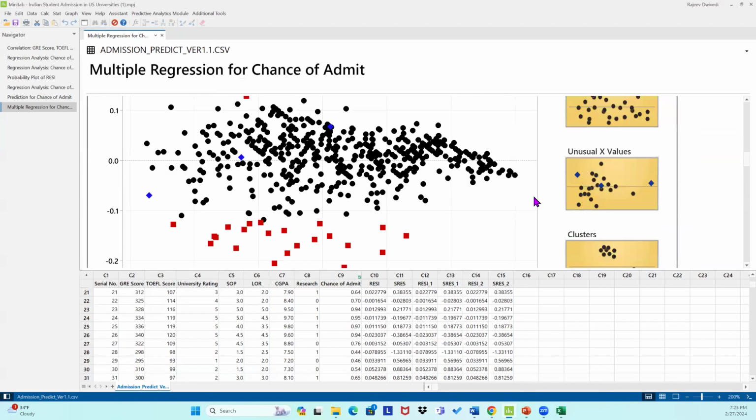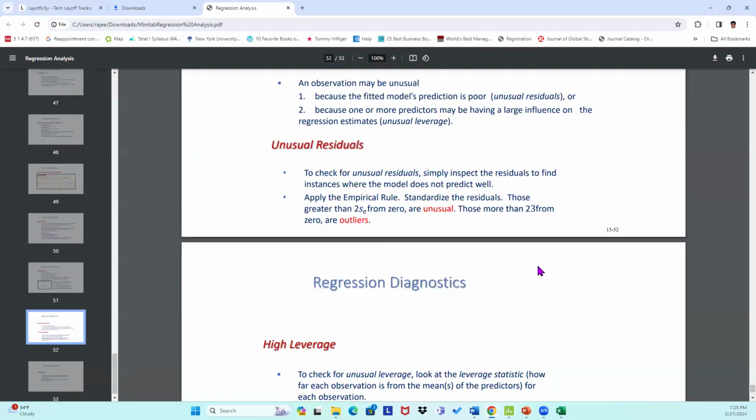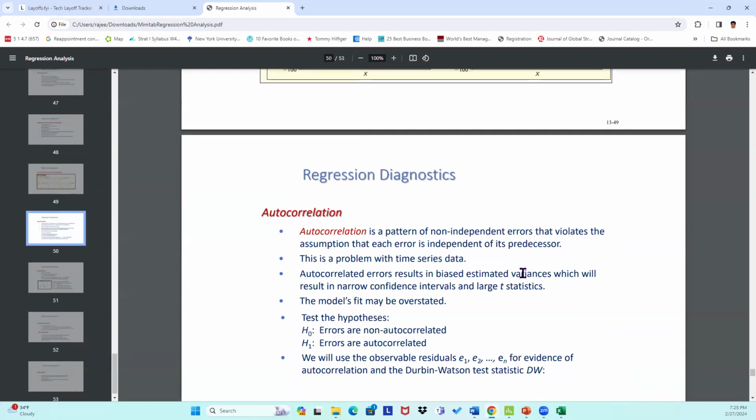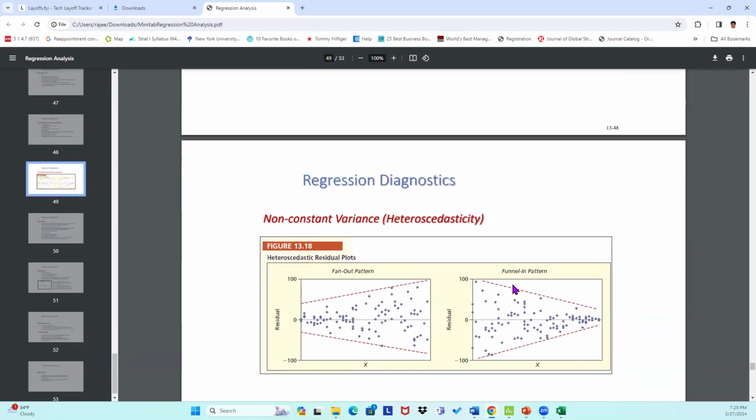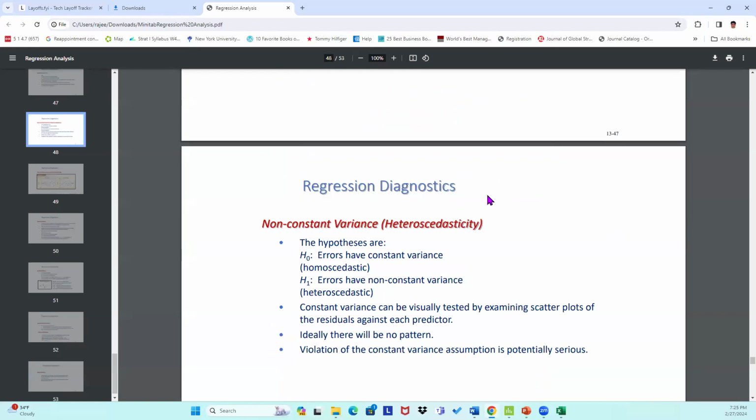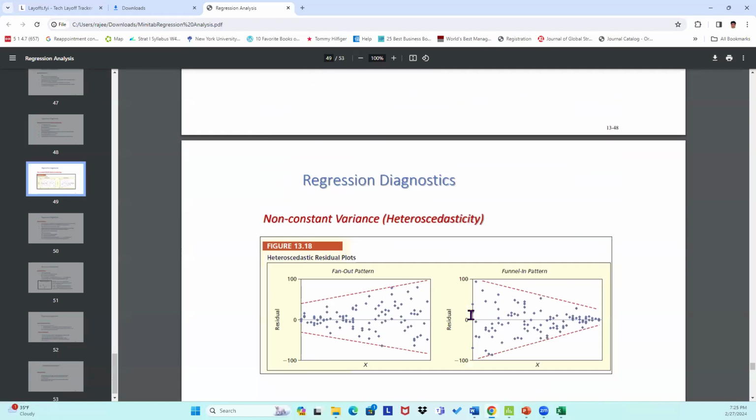Actually, we can only visualize it here. You can see this non-constant variation, and here you can see the hypothesis. So basically it can be tested visually. Okay, it's only visually, by the graph. Okay, that's all I wanted.